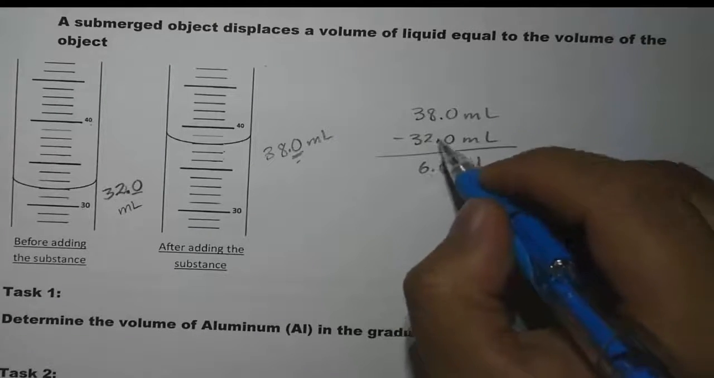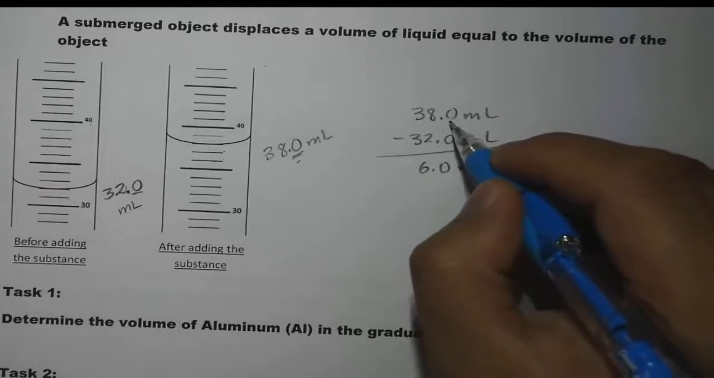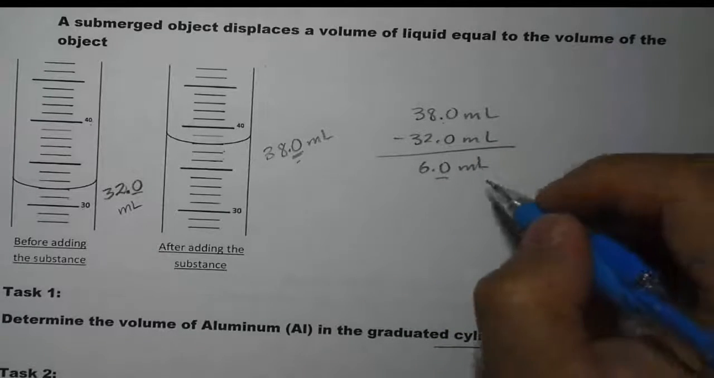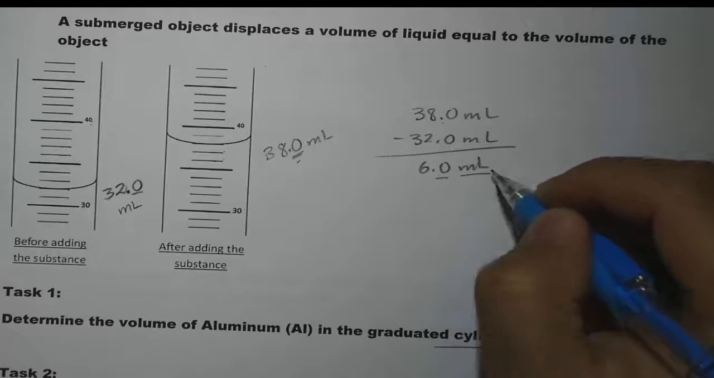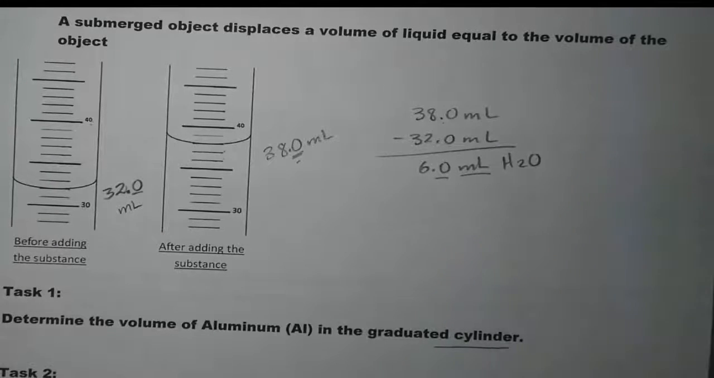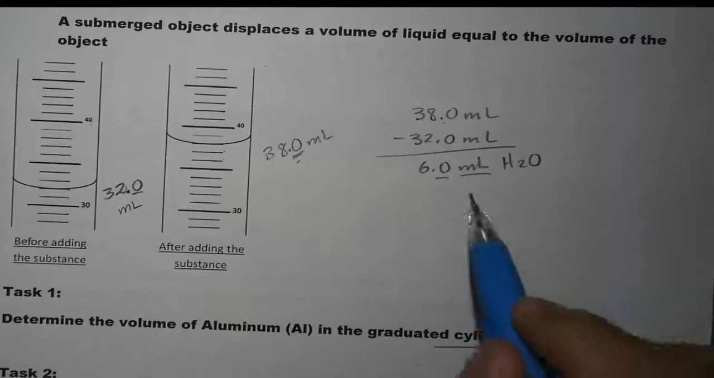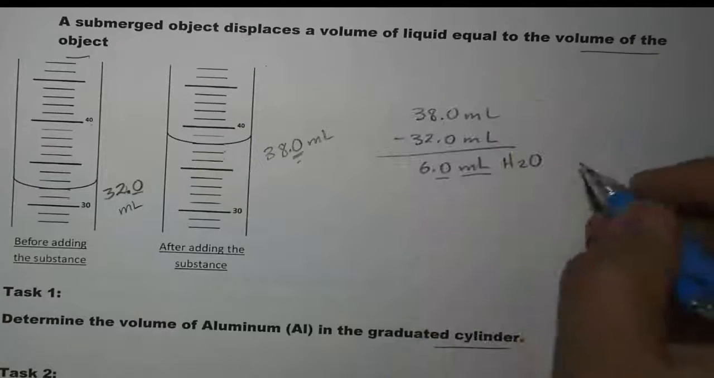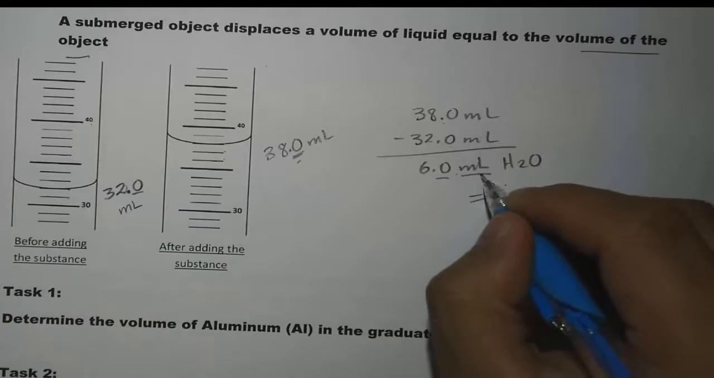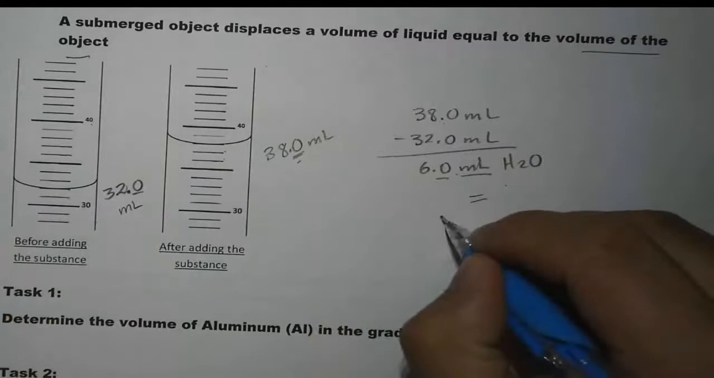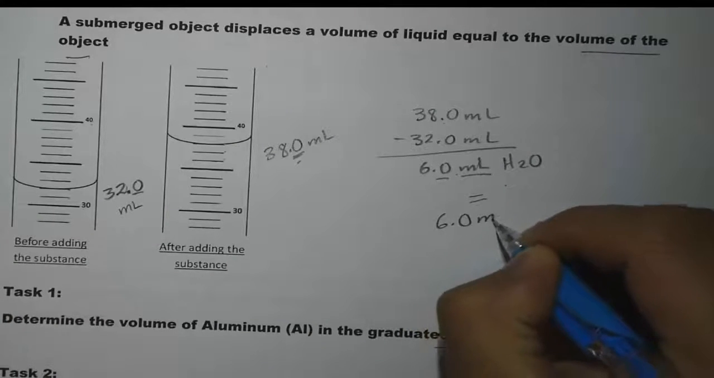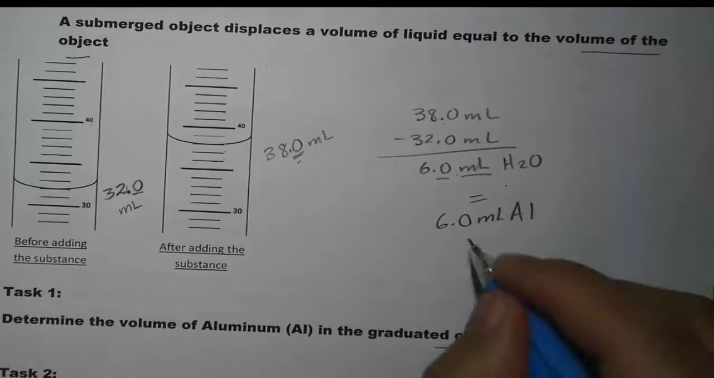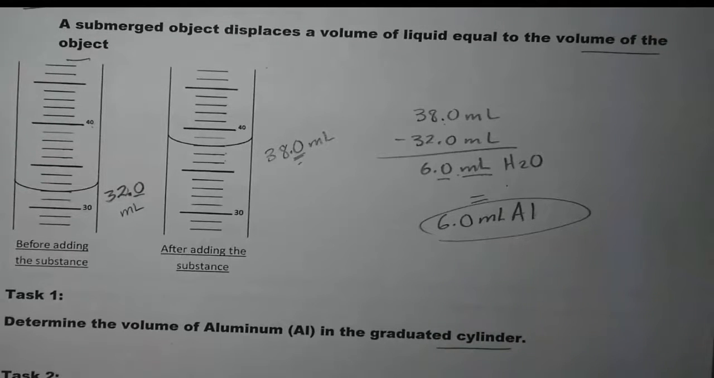Notice how we subtract, right? We keep the least decimal place, but both of them have one decimal place, so our answer also has one decimal place. Now, the volume of what? In this case, specifically, it is the volume of water that we're looking at. But we also know that the volume of water being displaced is equal to the volume of the object. So this is also equal to the volume of the object or the substance, in this case aluminum, 6.0 ml aluminum. And that's all we have to do for this type of problem.